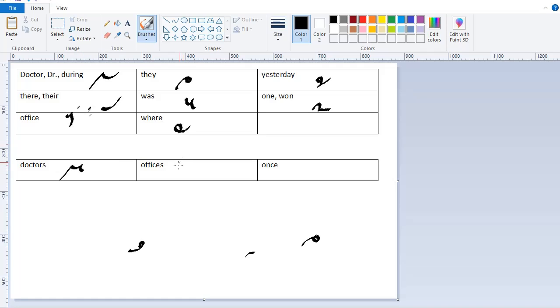Okay? Next, we have offices. So, we already have office, which is represented by our upward hook and F. And then, let's just add S. So, we have offices. Okay, now ones. So we have one. Now let's add S. Ones. Okay?